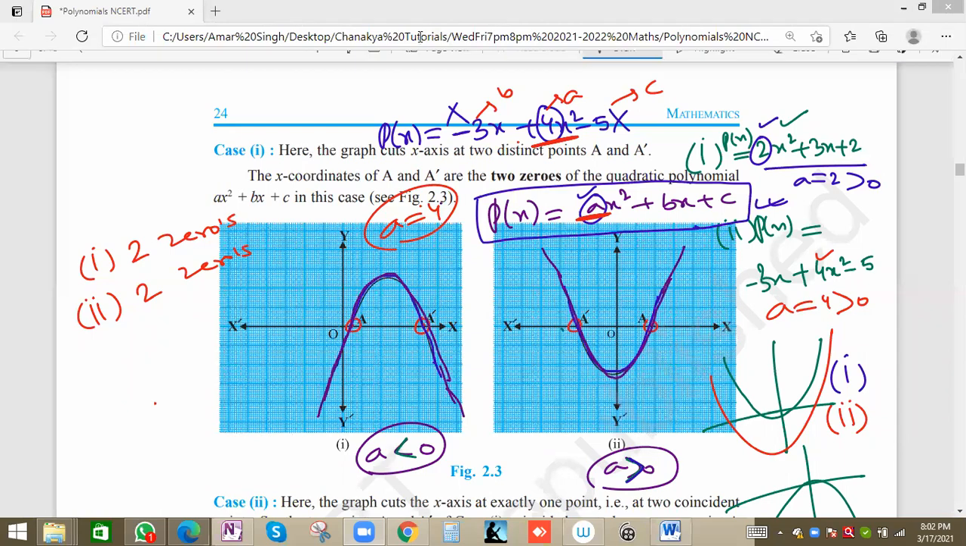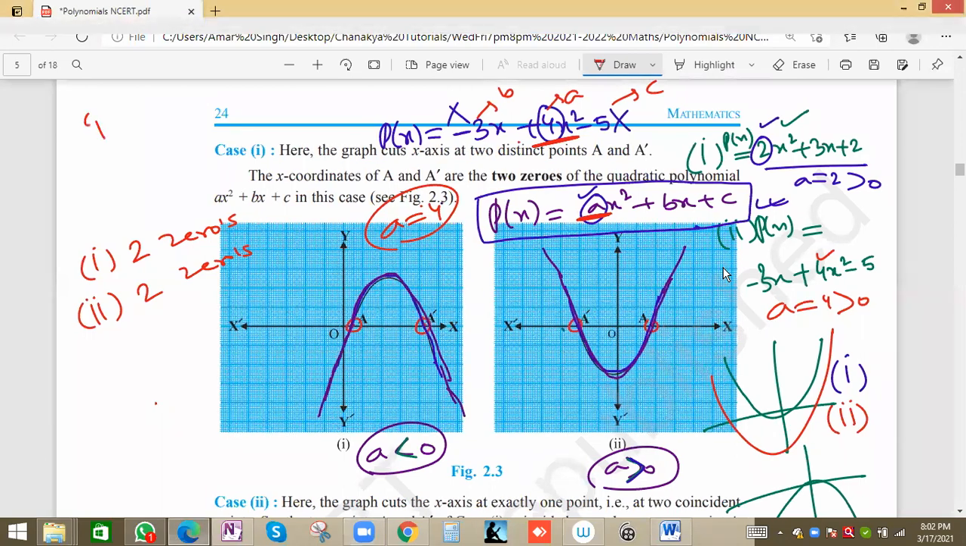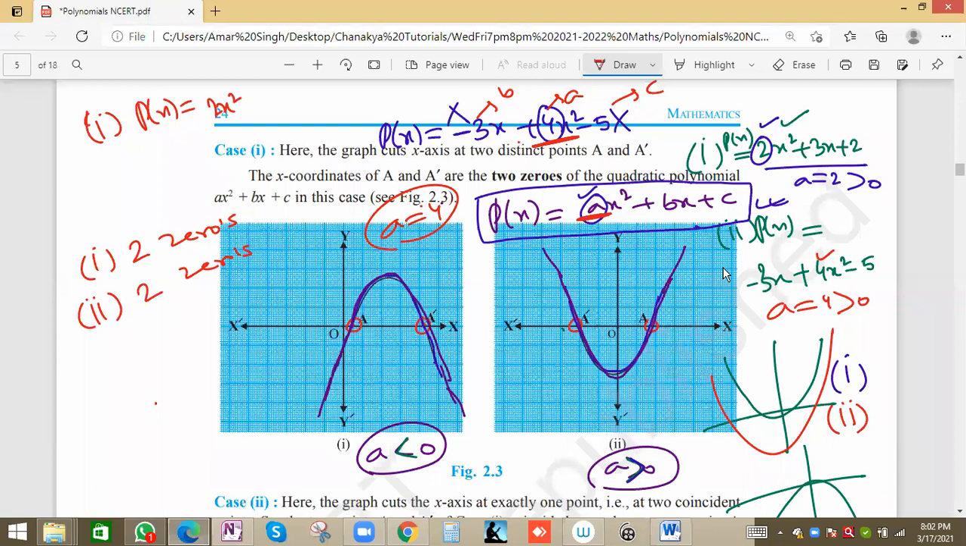Can you explain this again, sir? Which one? The second one, sir. See, the opening upwards. For the first one, let me write. For the first one, p(x) was 2x square plus 3x plus 2.